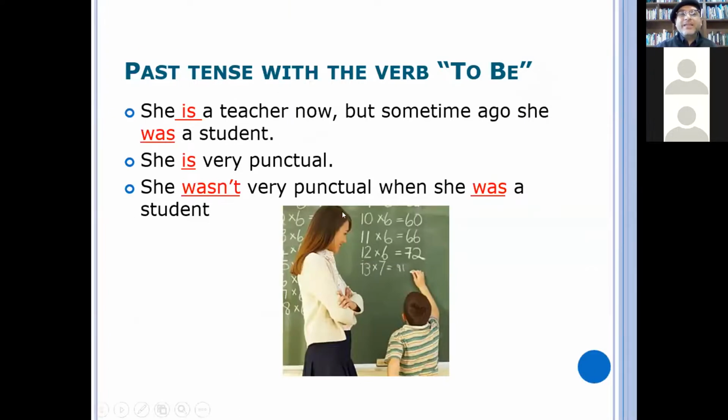Let's continue. On the next slide, here we have the past tense with the verb to be, and we are contrasting the present and the past. So we are highlighting the changes that occur. For example, this is a verb in present tense, and the same verb, but in past tense is this. So we use red and we underline that. So when you use material with your students and you want them to focus on something specific, my advice is that you use a different color and underline it so that they can direct their eyes or their attention to that point. It says here, she is a teacher now, but some time ago, she was a student. She is very punctual. We're talking about the present, but she wasn't very punctual when she was a student. So they can check the differences.